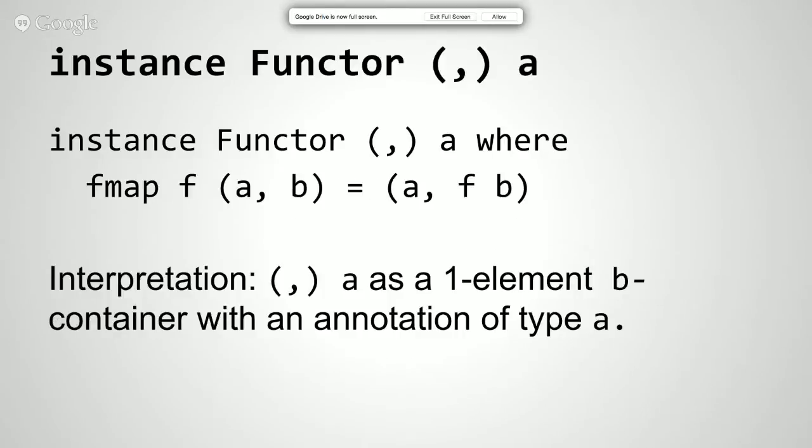Pair A is a functor where fmapping f over the pair leaves the first element alone, and it applies the f to the second element. So you can think of that as a one-element B container with an annotation of type A. And the annotation is never changed by fmapping.